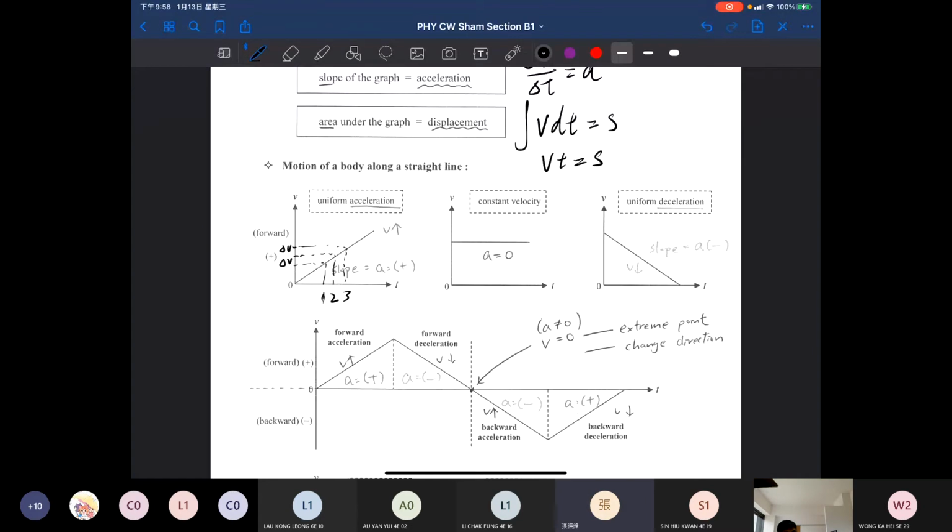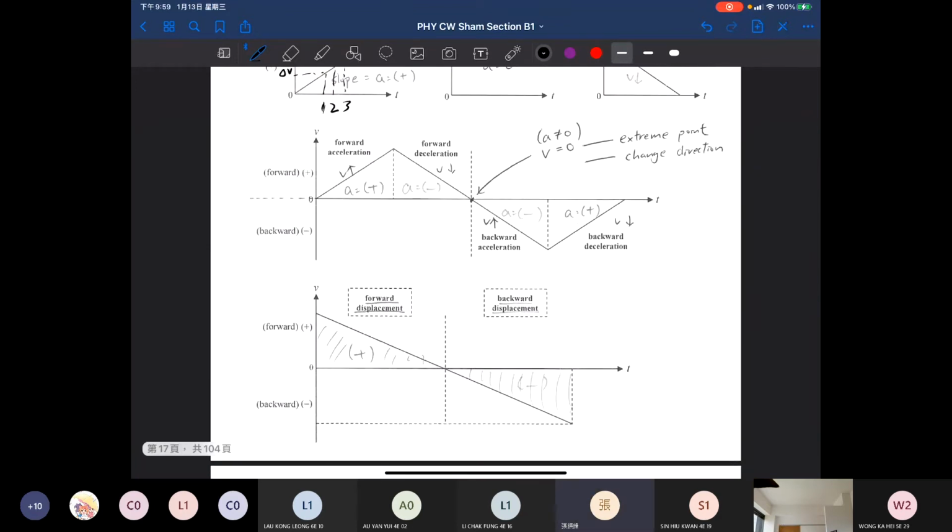Okay, for constant velocity, the acceleration is equal to 0, so the slope is equal to 0. For uniform deceleration, the slope is equal to the acceleration, however the slope is negative. Okay, positive and negative are very important because you have to consider the direction, since this is a vector.